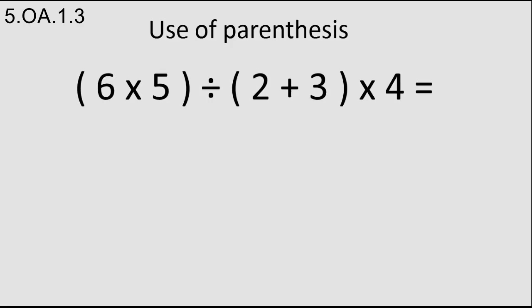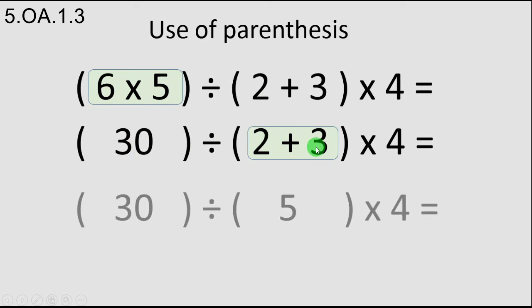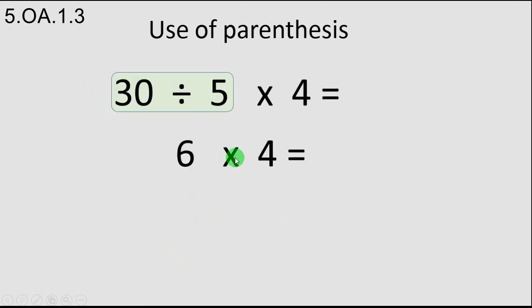Let's use our mathematical muscles to solve this. We have 6 times 5 and 2 plus 3. Divided between them, times 4. First, we solve what's inside the parentheses. And first of the first, we solve the left one. 6 times 5 is 30. Then we solve the next one. 2 plus 3 is 5. 30 divided by 5 is 6 times 4 is 24. This is the final result.